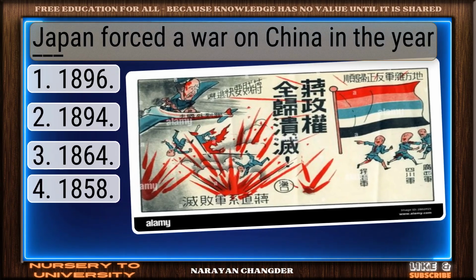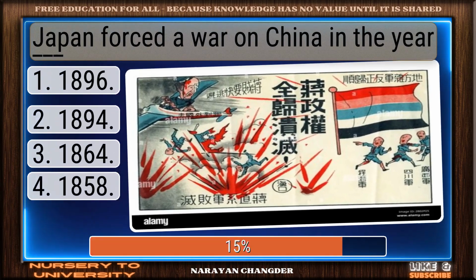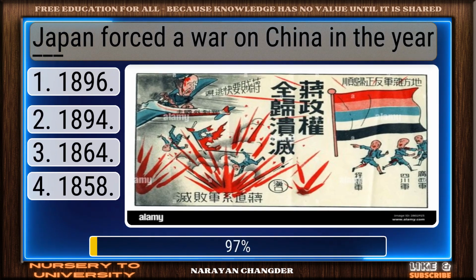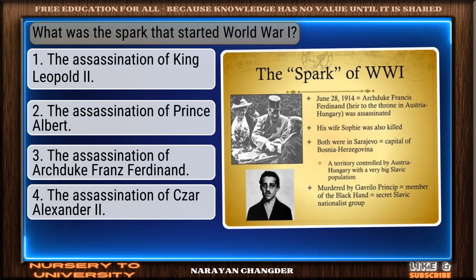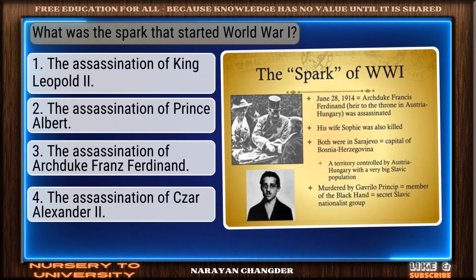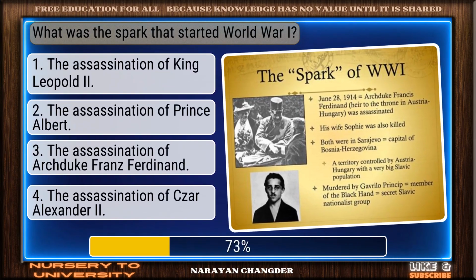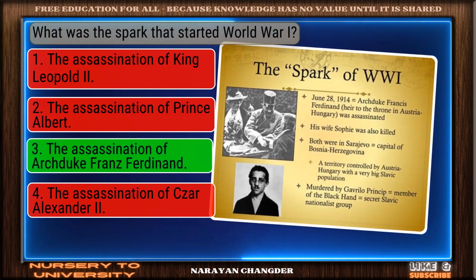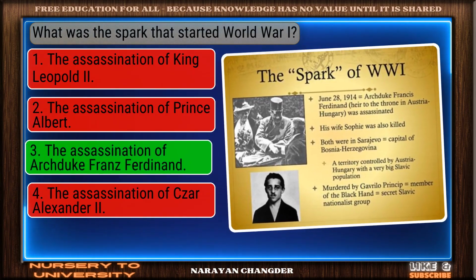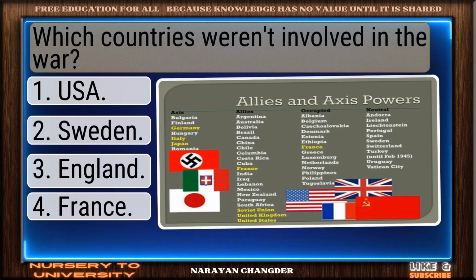Japan forced a war on China in the year dash. Sharp thinking. 1894 is the right choice. What was the spark that started World War I? Well done. The assassination of Archduke Franz Ferdinand is the right choice.